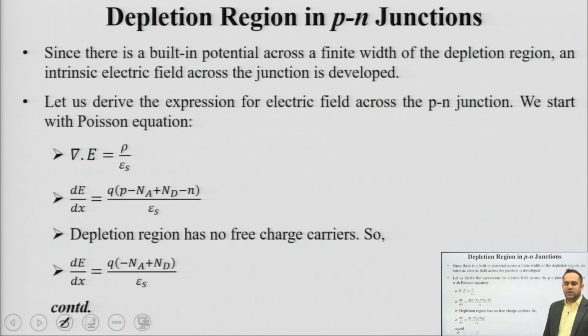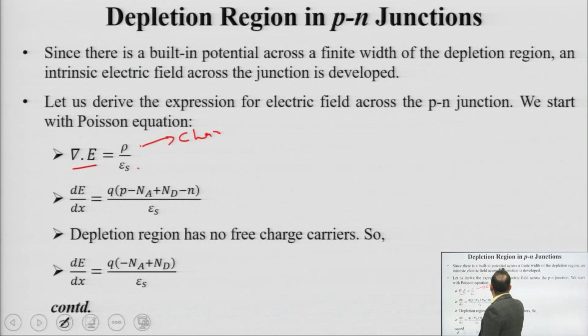Let us move forward. Because there is potential, because there is a finite width, because potential is varying with x, there is going to be an electric field. This electric field is only present inside the depletion region. In the bulk of p and n side, there is no electric field. For getting the expression for electric field, I am going to start with Poisson equation. Poisson equation is del dot E equal to rho by epsilon. Rho is charge density.